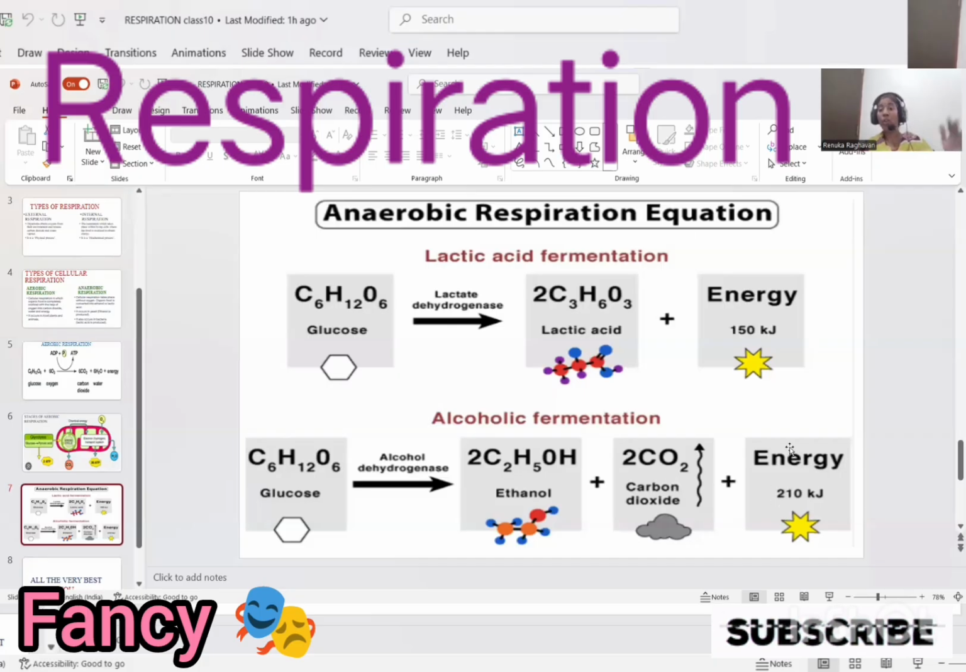This is how anaerobic respiration works, where there is no oxygen, a lack of oxygen or absence of oxygen. Without oxygen, the bacteria and the yeast will respire and produce the products, ethanol and lactic acid. Whereas lack of oxygen, I told you, causes muscle cramps. So this is the lack of oxygen which takes place in human beings also. Okay, so that is about anaerobic respiration, children.